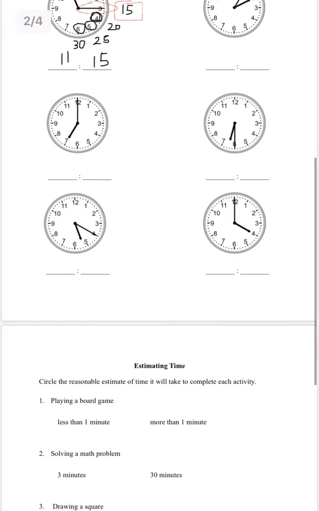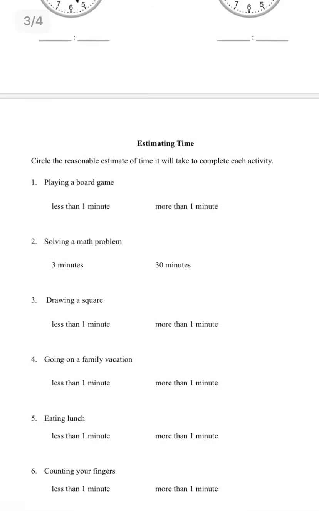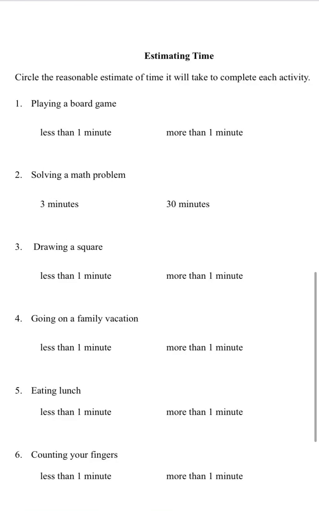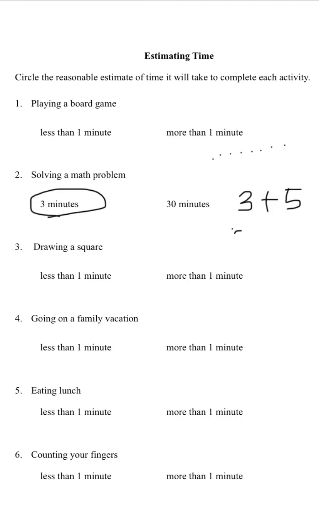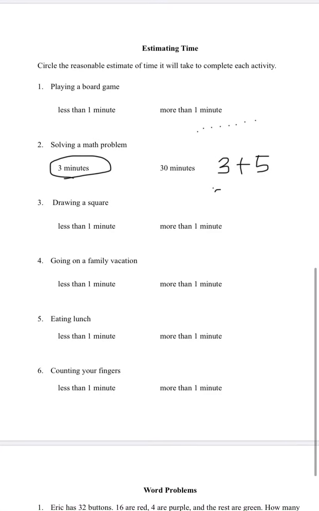Now let's try estimating time. Circle the reasonable estimate of time it will take to complete each activity. So solving a math problem, 3 plus 5, for example. Is it going to take 30 minutes or 3 minutes? So just do 1, 2, 3, 4, 5, and then plus 3, 1, 2, 3, and we know that's 8, and it's going to take about 3 minutes, not more than 30 minutes, right? So 3 minutes.